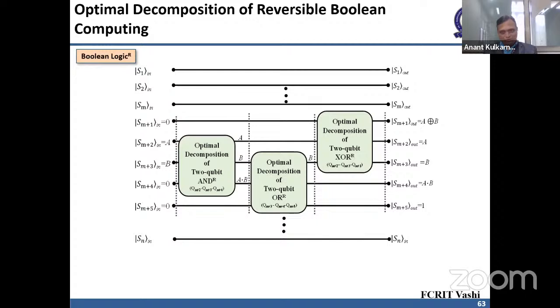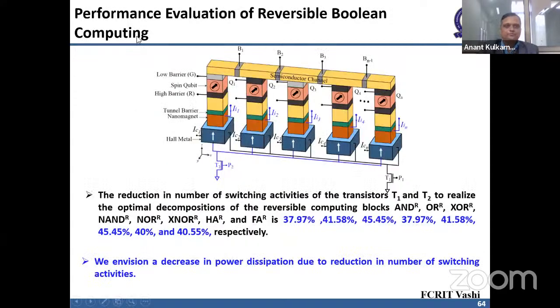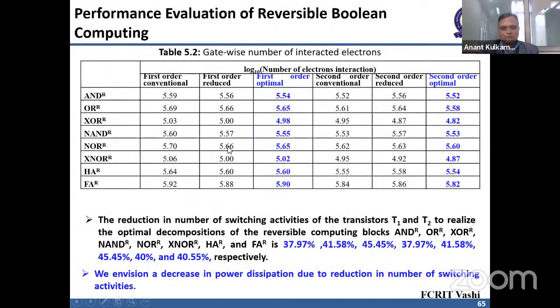Parallel processing. What is quantum computing? Quantum computing processes information in parallel, right? If you look at it carefully, we have given the inputs as 0, A, B, 0. At the output, we have obtained the XOR operation. A we have achieved, B we have achieved, A into B also achieved, and one state is also achieved. So multiple operations are carried out in this optimal quantum computing. Now, the performance for the Boolean computing. You can see that this is the performance. We have seen the transistors T1 and T2 for the injection purpose.